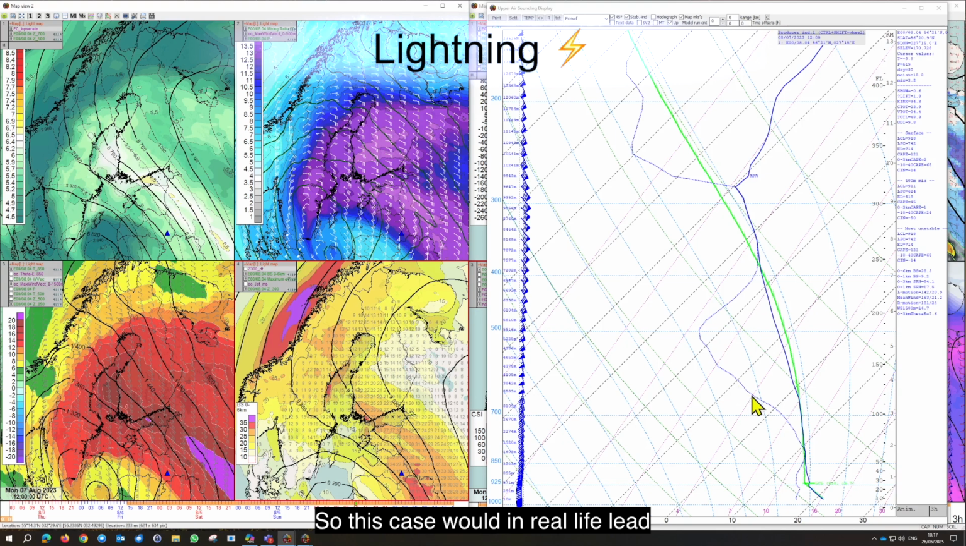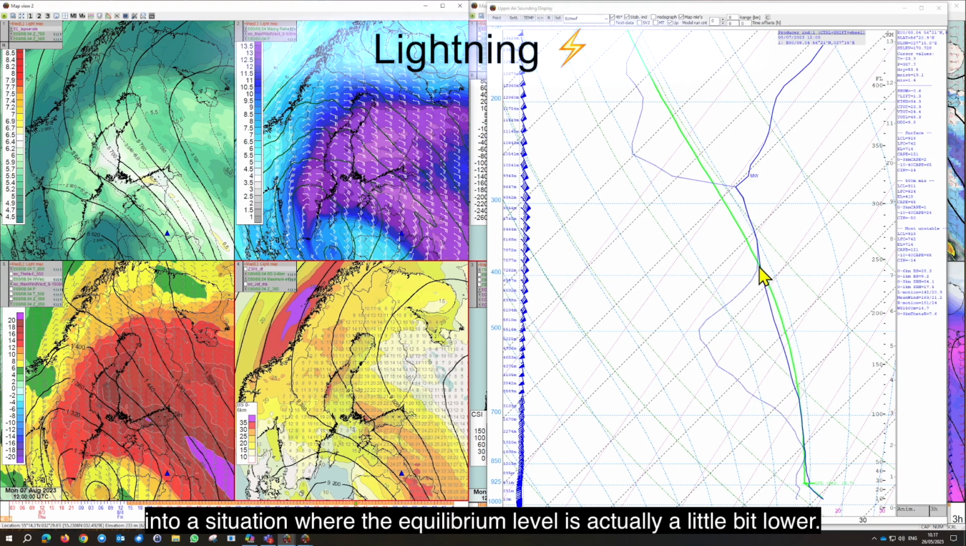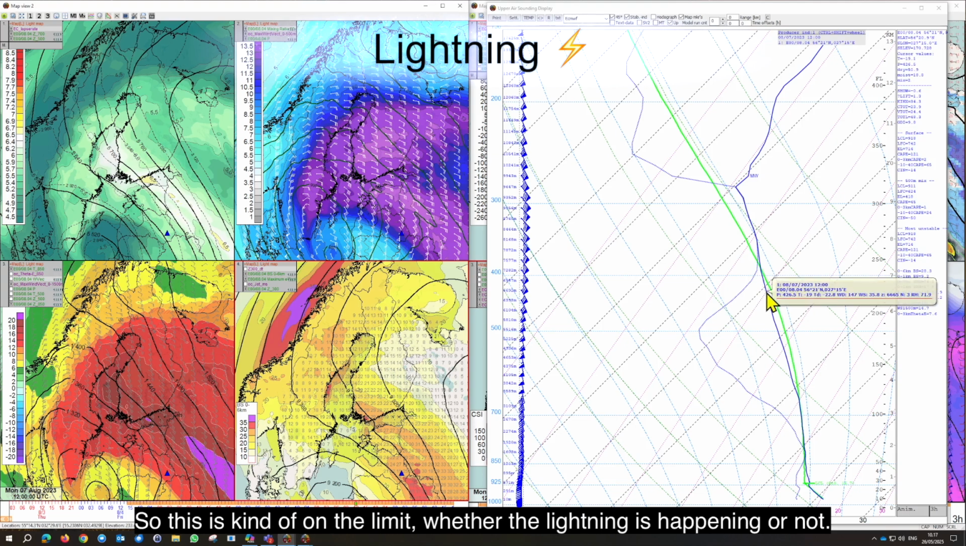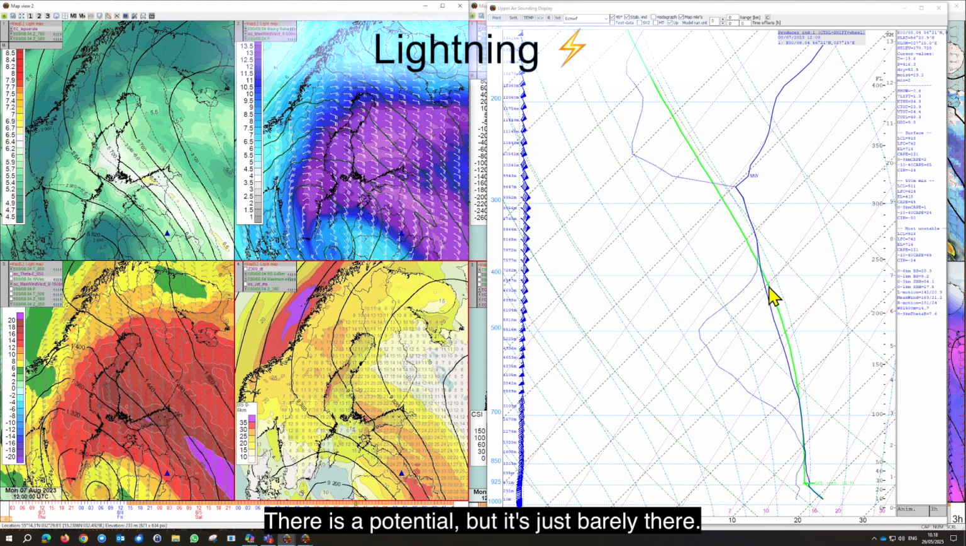So this case would in real life lead into a situation where the equilibrium level is actually a little bit lower. So this is kind of on the limit whether the lightning is happening or not. There is the potential, but it's just barely there. So that is basically what you need for lightning.